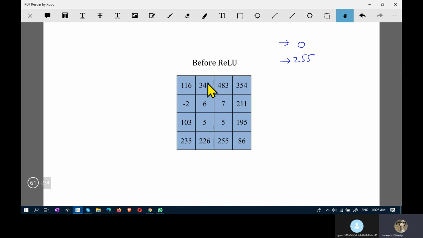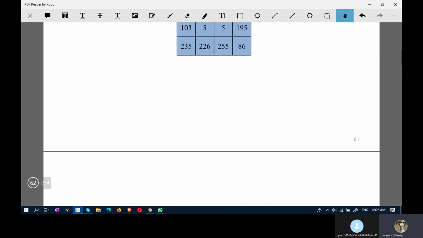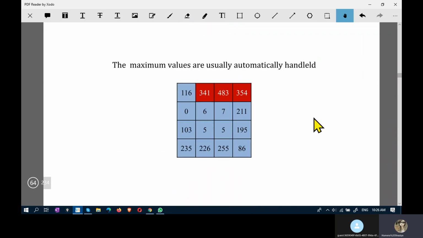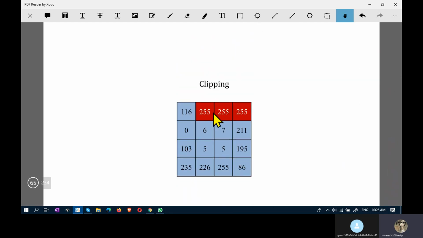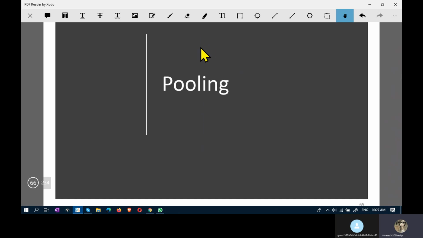This is before ReLU. After applying ReLU, what happens? This minus 2 turns out to be 0, because the ReLU operation will change it to 0. And because these are values greater than the expected highest value for a pixel, these will be automatically scaled down to 255. So these 3 pixels receive a value of 255. That is automatic. It checks if the pixel value is greater than 255, then the pixel value should be equal to 255, when you write the code. That is about the convolutional layer. In the convolutional layer, you have both operations, the sum operation and the activation function.